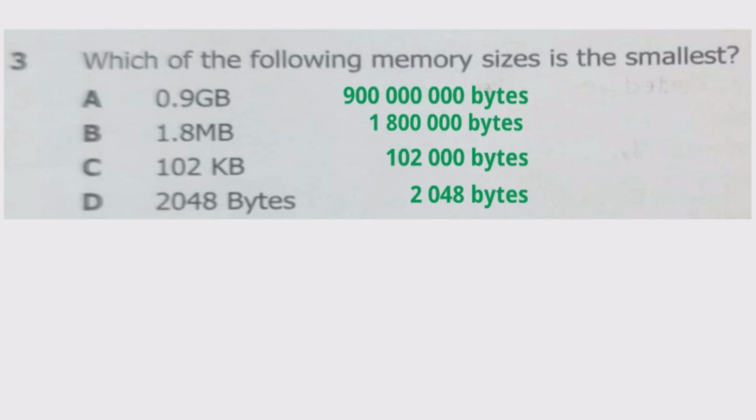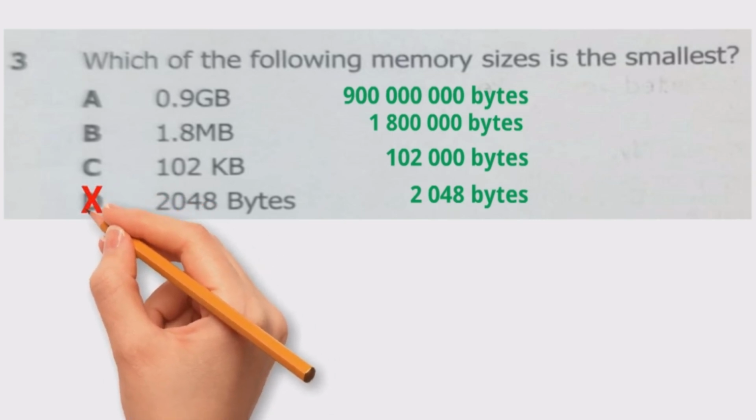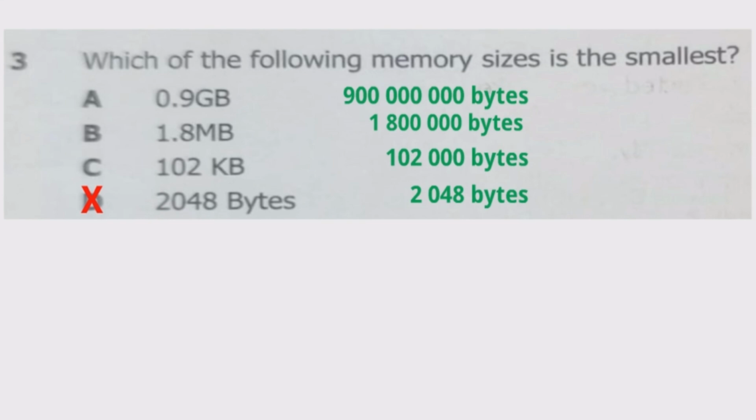Now the question is, which of the following memory sizes is the smallest? Our question now is, which number is smaller among these numbers I've written? The smallest number is 2048 bytes. So the correct answer is D.